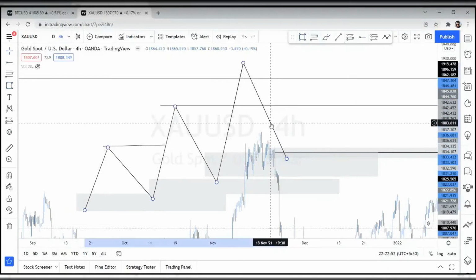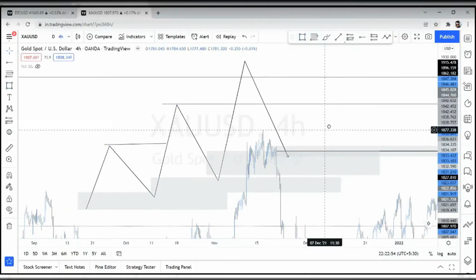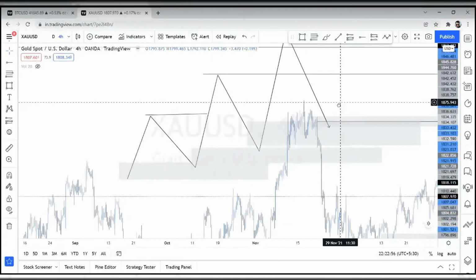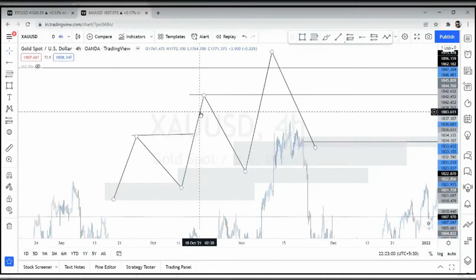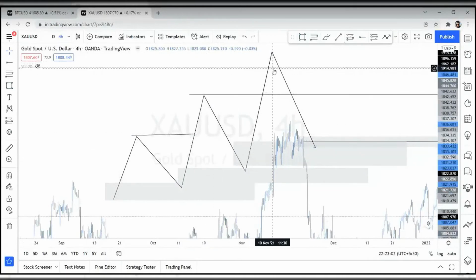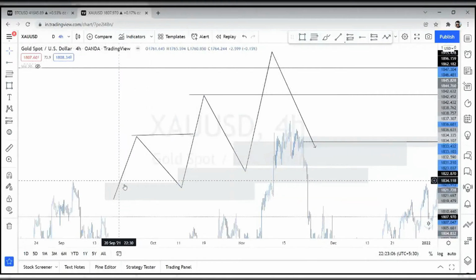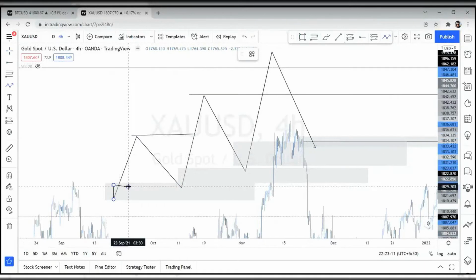So what do we see in this structure? Let's say this is a 4-hour structure. Higher high, higher low, higher high, higher low, higher high, higher low. But if you see this maybe in a 15 minute time frame, maybe you see this.